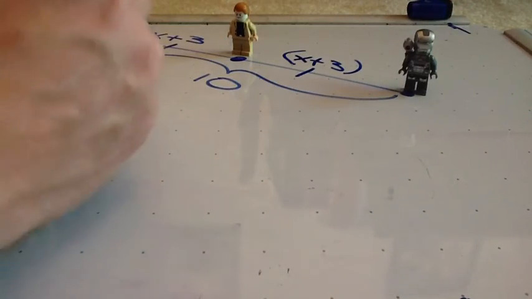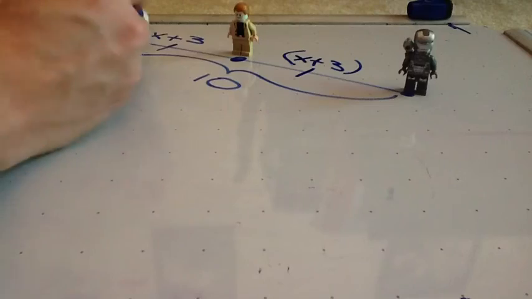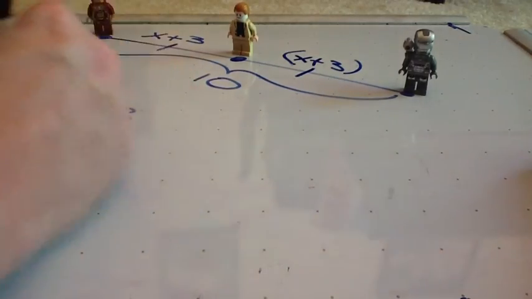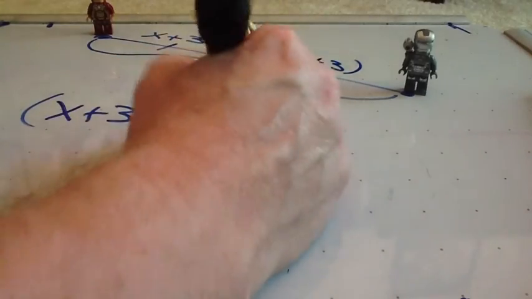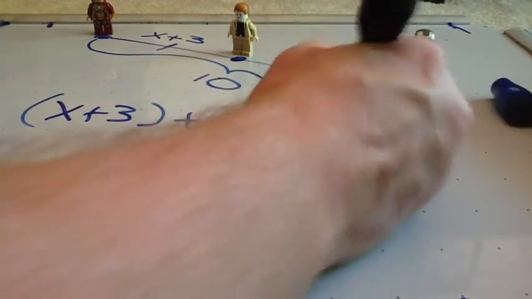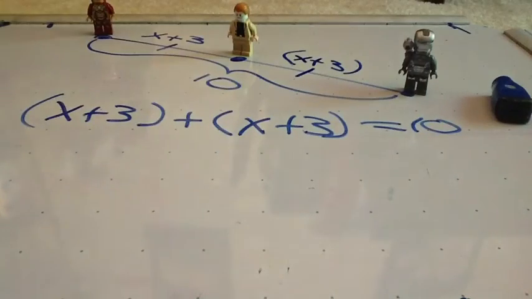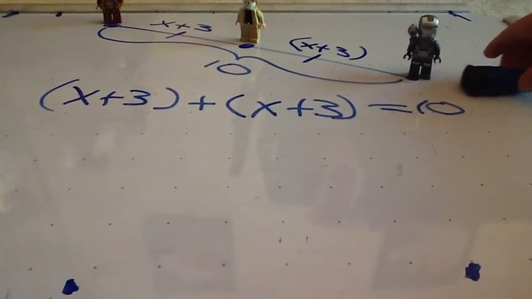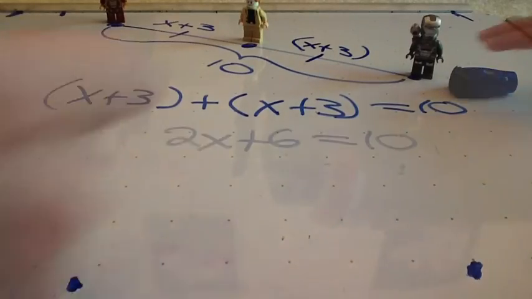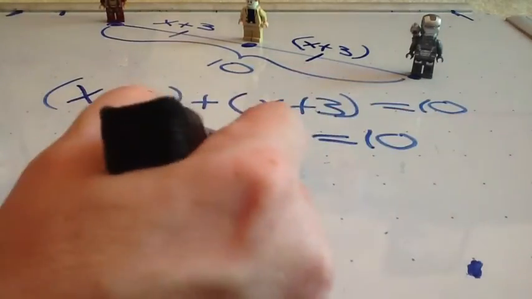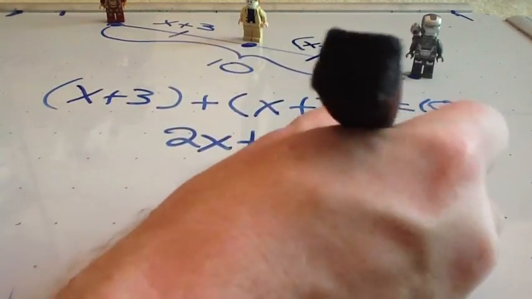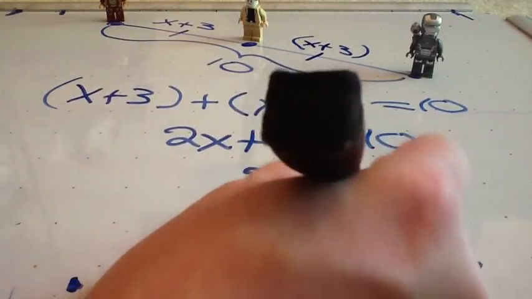So, I can solve this by saying part plus part equals the whole. So 2x plus 6 equals 10. Subtract 6 from both sides. 2x equals 4. Divide both sides by 2, I get x equals 2.